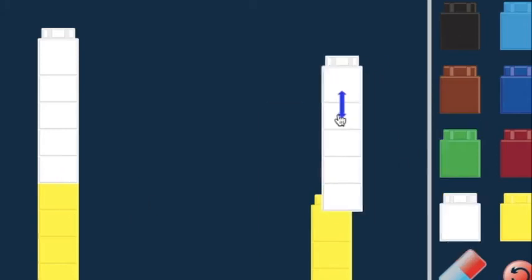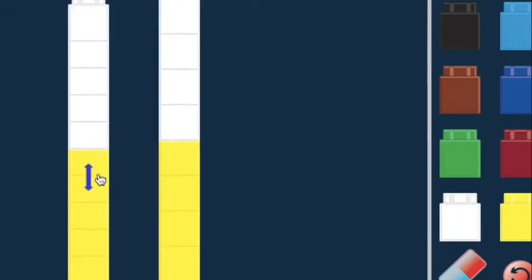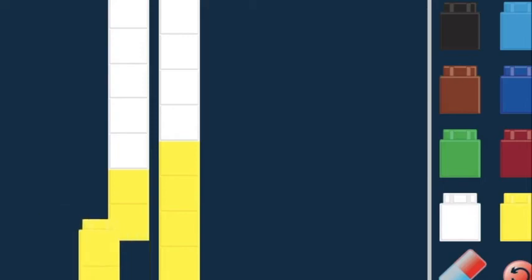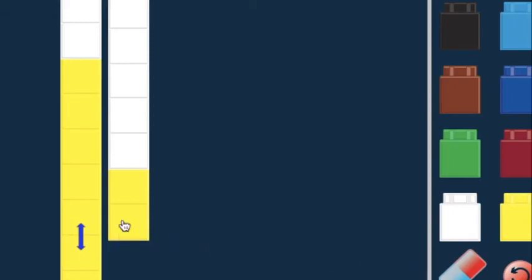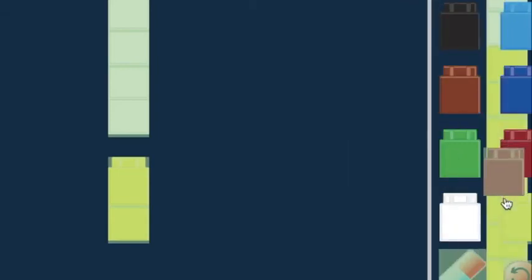Now let's check out our Unifix cubes. One, two, three, four, five, six, seven, eight, nine, ten. Let's just start over. These are being very, very uncooperative with me today. Let's do a different color than yellow.